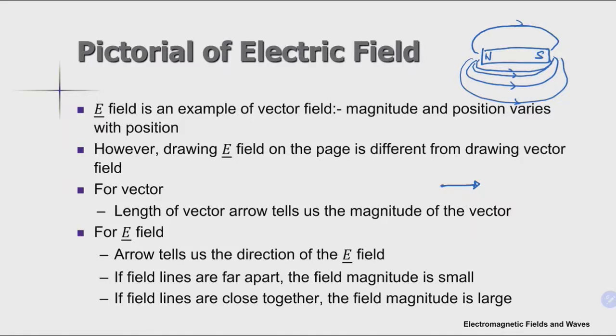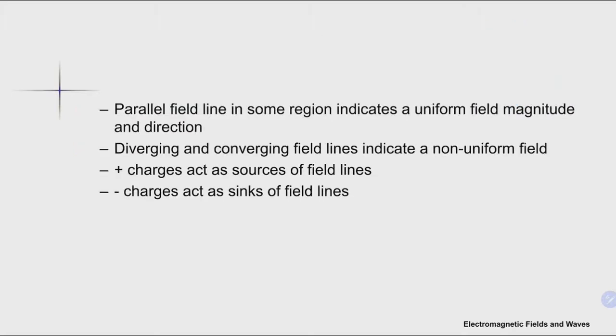Okay, there are some differences between how we draw the electric field compared to a vector. Although the electric field is a vector, we don't draw it the same way as we draw a vector. Parallel lines in some region indicate a uniform field, in magnitude and direction. So if I draw parallel lines with the same distance apart, we say that the field is parallel in that region.